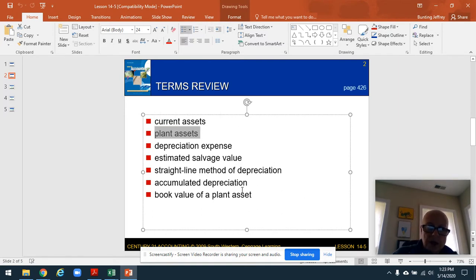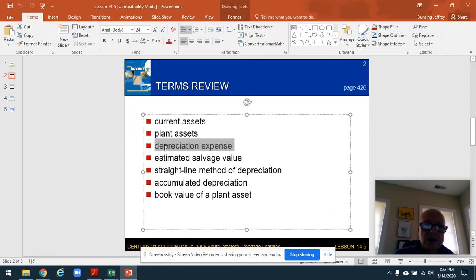So this becomes important when we are looking at doing our balance sheet for our merchandising corporation. So we're going to have separate sections on the balance sheet where we record the current assets and plant assets under the assets section. So we're just building a different section here, but we got to keep it in mind.